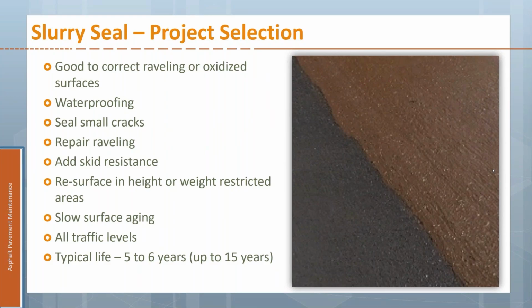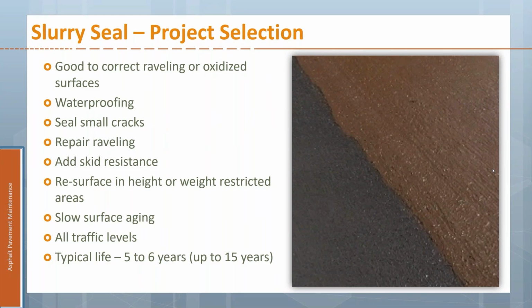This is something that's a very thin layer. It's not going to mess up your drainage paths, but it will be very effective at slowing down the surface aging. It's good pretty much for all traffic levels. And typical life, they advertise up to 15 years, but in just talking to people, I think 5 to 6 years is a pretty good estimate for the extension that you get.